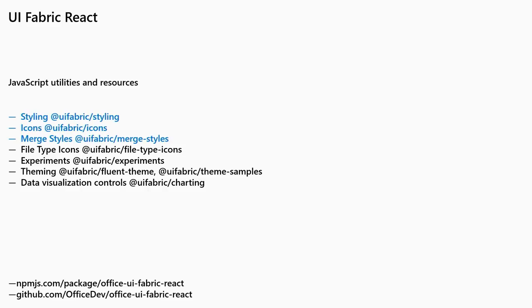You also get a set of icon libraries including the familiar MDL2 icons that you'll recognize from our products, as well as all the file type icons that we use in our file experiences. And you also get merge styles, which is a lightweight CSS and JavaScript library that you can use to write high-performance, type-safe, modular CSS. Like Fabric Core, all of Fabric React's libraries are available on GitHub today, and you can get them on NPM. So I've actually included the NPM package scopes up there, so you can go check these out.